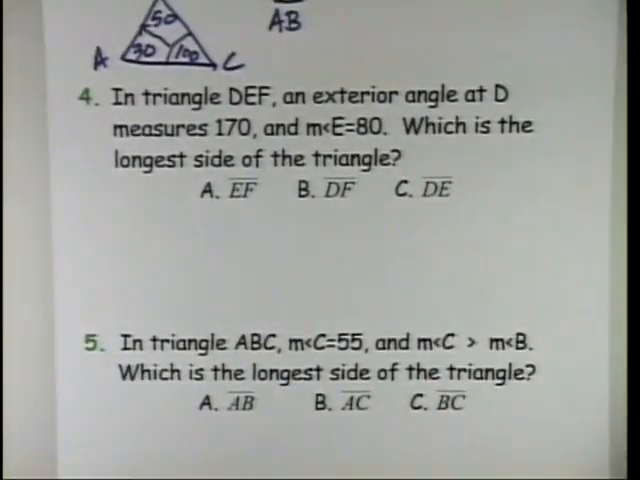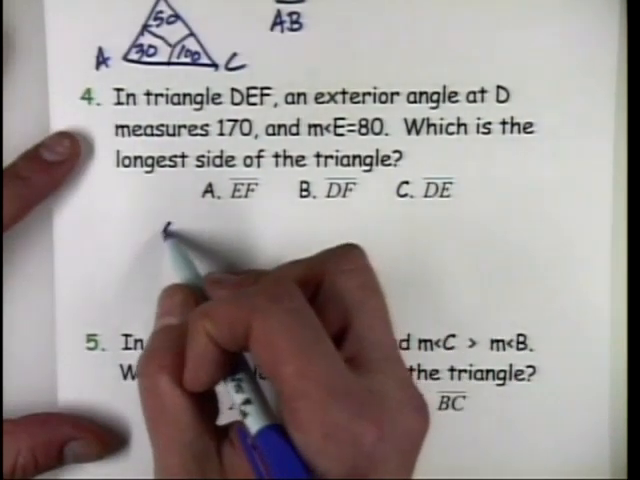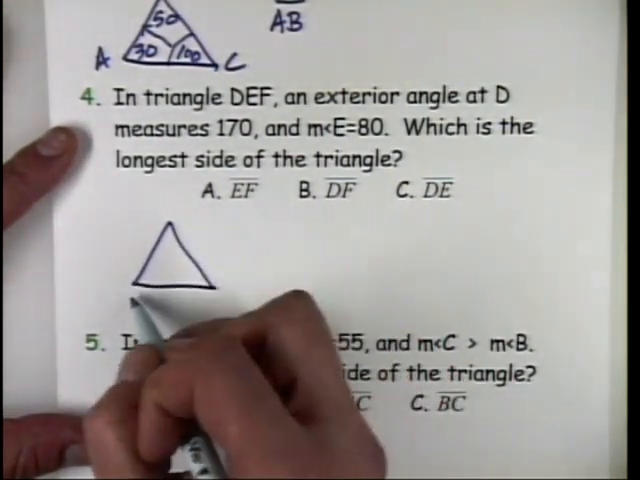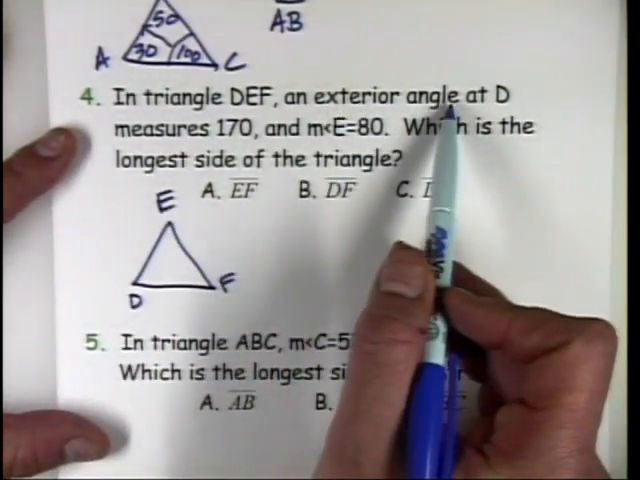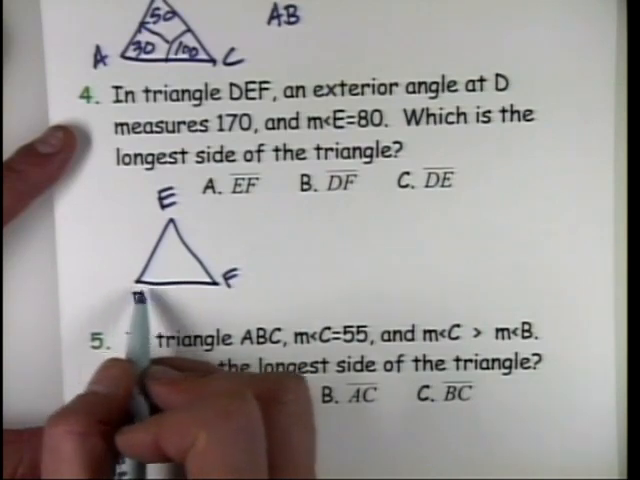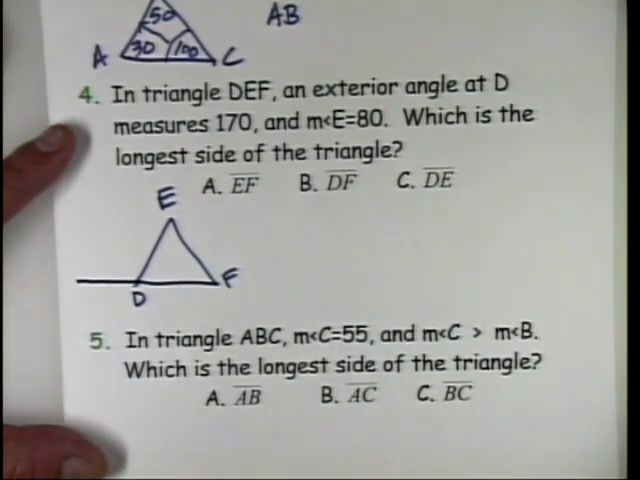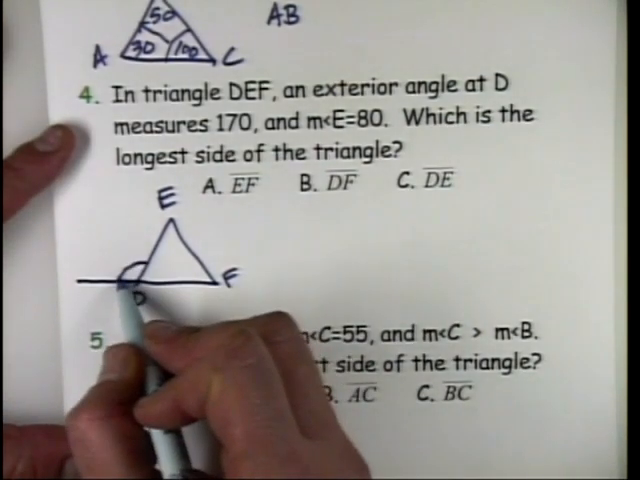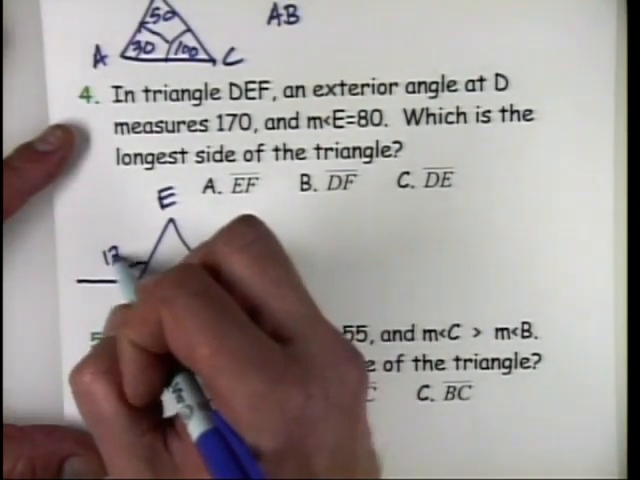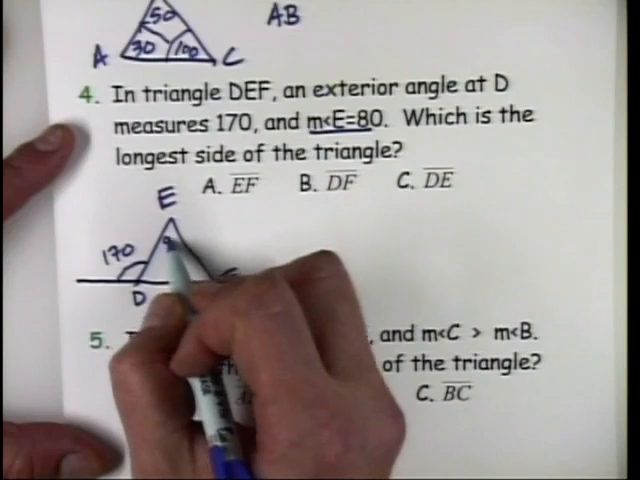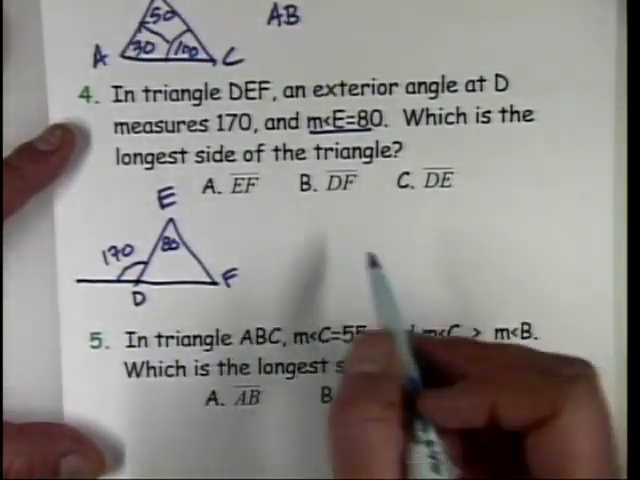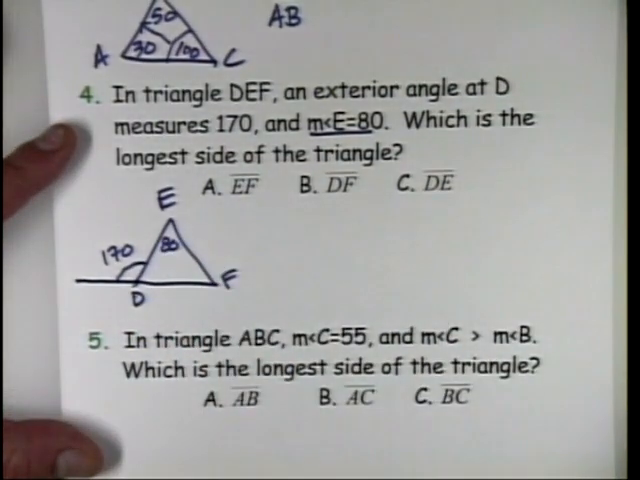Moving along, in triangle DEF. Where's triangle DEF? It's not here. We have to draw it. Okay? Triangle DEF, I'm going to call that D, E, and F. We have an exterior angle at D. Well, to get the exterior angle, we have to extend this side out here, and this is our exterior angle. And it says that that is 170. And it says also the measure of angle E is 80 degrees. So I'm going to label that. And now what's the longest side of triangle DEF?